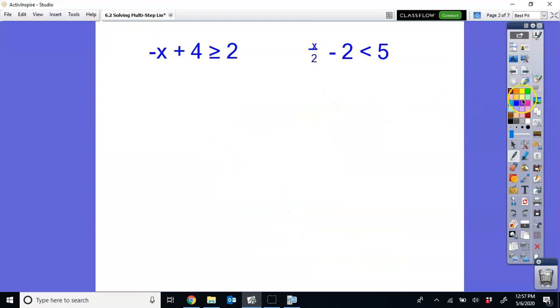All right, here's another one for you to try. Another 2 for you to try. Pause it and try them. After you've tried these, here's the solutions.